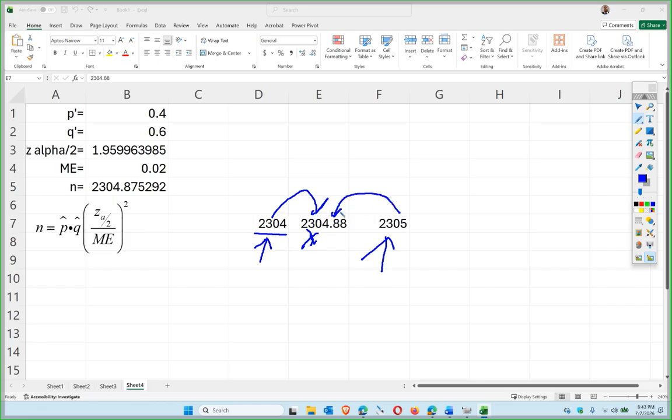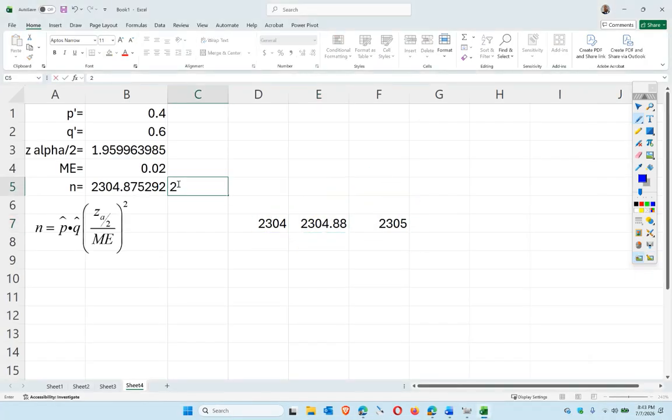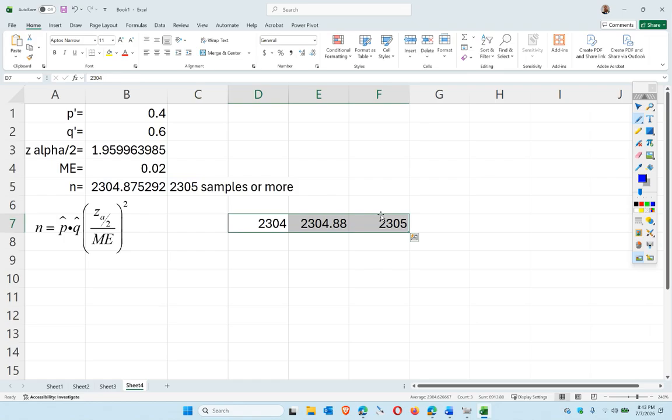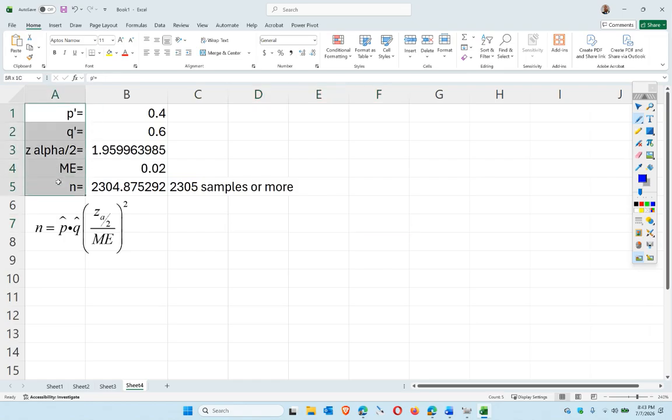If I have this many, I don't have enough because I need minimum this. But this is enough samples right here, right? So you have to go up. It doesn't matter what these decimals are. You have to round up because you need to make sure you have enough samples. This is not enough samples. This is enough samples. So what I really want is 2305 samples or more, essentially. Okay? All right, let's take this, copy, paste.